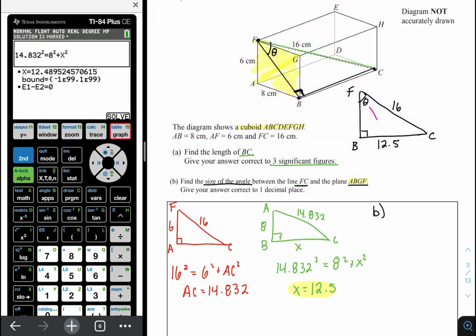Since I'm interested in this angle theta, the sides I have are my opposite side and the hypotenuse. So the trig ratio involving opposite and hypotenuse is going to be sine. So sine of theta is going to be equal to 12.5 divided by 16. And we get that our angle is equal to 51 point, and let's see what they want us to round. Give your answer correct to 1 decimal place. So 1 decimal place is going to be 51.4.